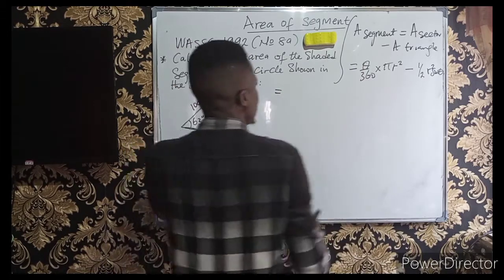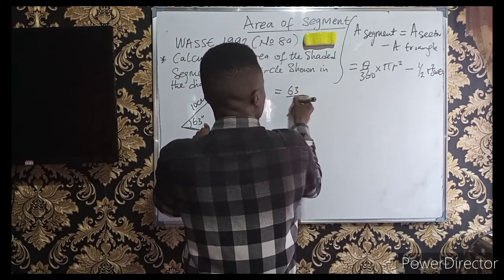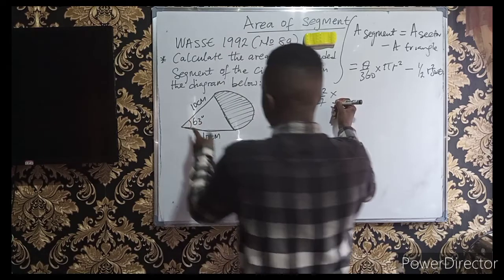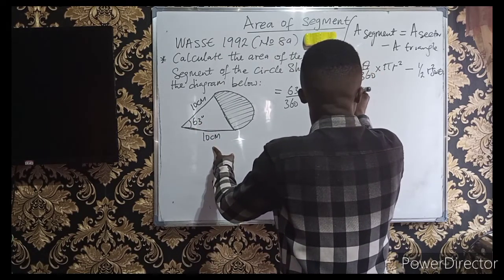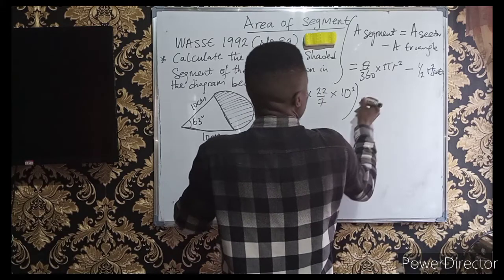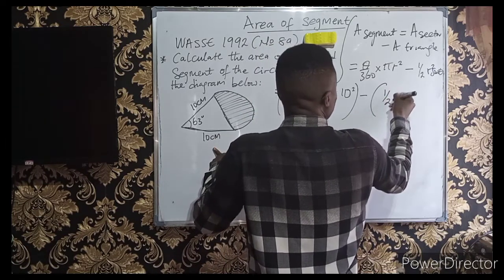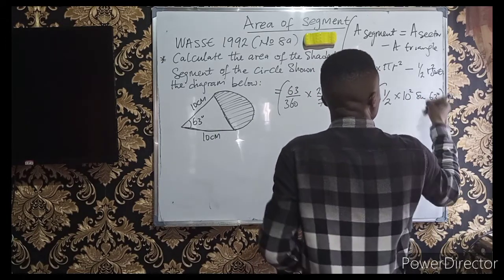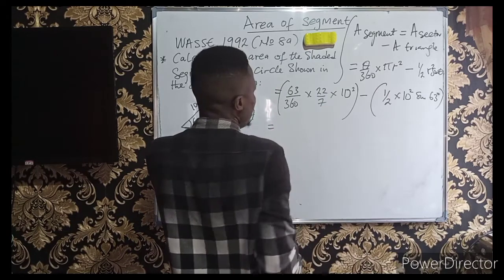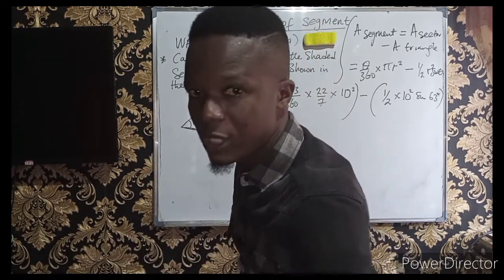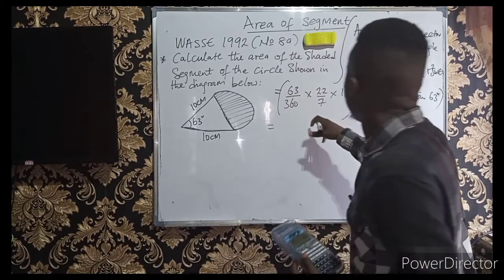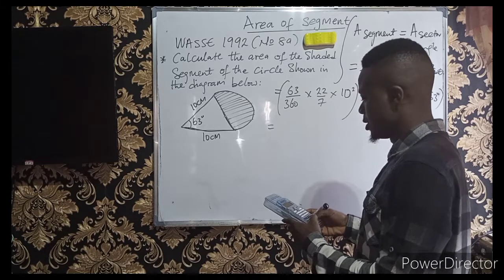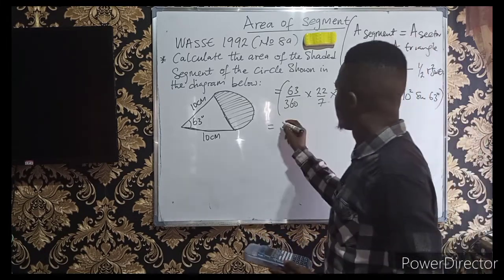This is now equal to, my theta is 63 degrees, so I'll have 63 over 360 times pi is 22 over 7 times my radius is 10, so I have 10 all squared. This is for sector, minus area of triangle, which is half times radius is 10, so I have 10 squared sine the angle, which is 63 degrees. I have to multiply the numerator separately before I go into the denominator. So here 63 times 22 times 100. You know why I said 100? 10 squared is 100.